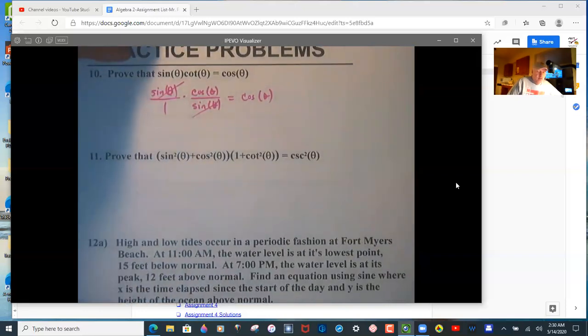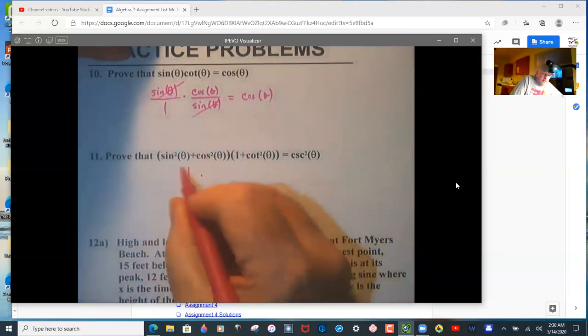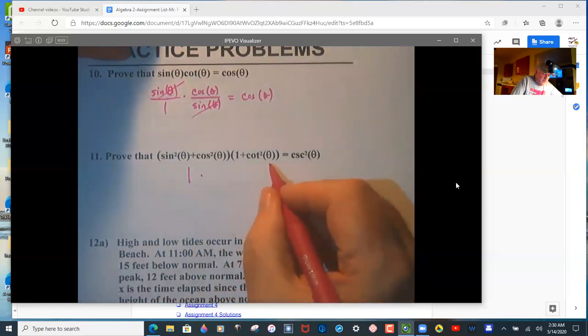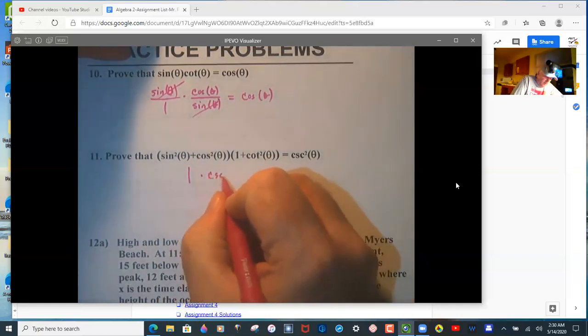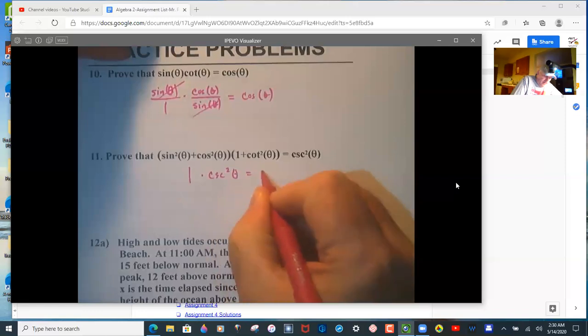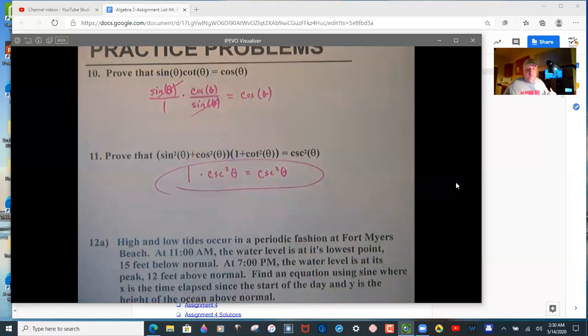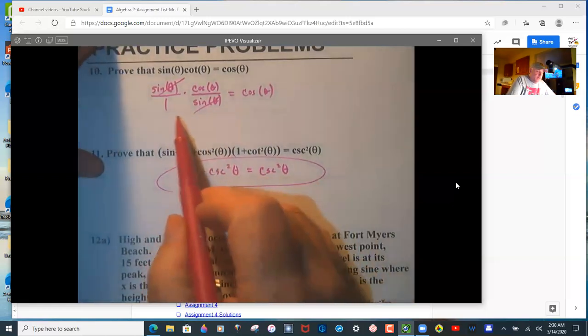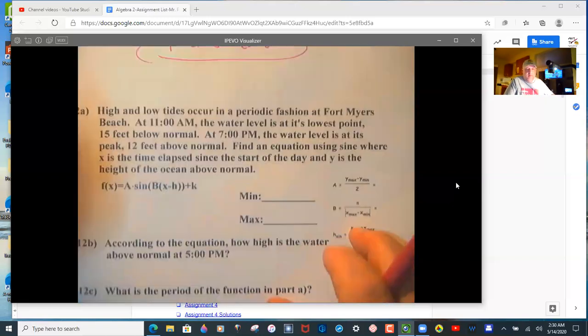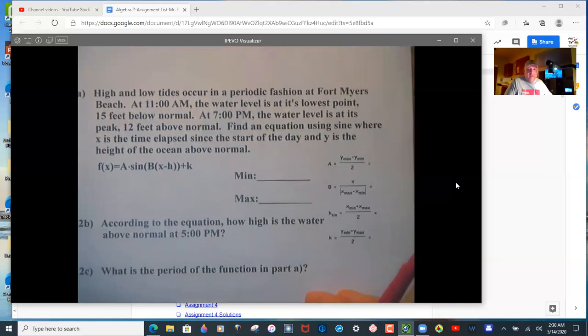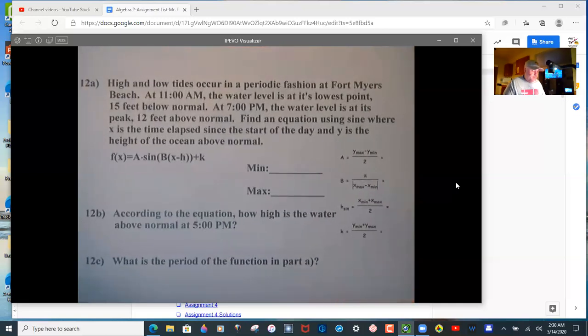So that proves it. This is 1 right here, sine squared plus cosine. Cotangent squared is cosecant squared. That's an identity. And there it is. So it's a simple substitution. Cancel things out when you can, and you'll have it. Now, trig identities get a lot harder than that, but we're just going to deal with ones that are very basic. Taking us to problem 12.